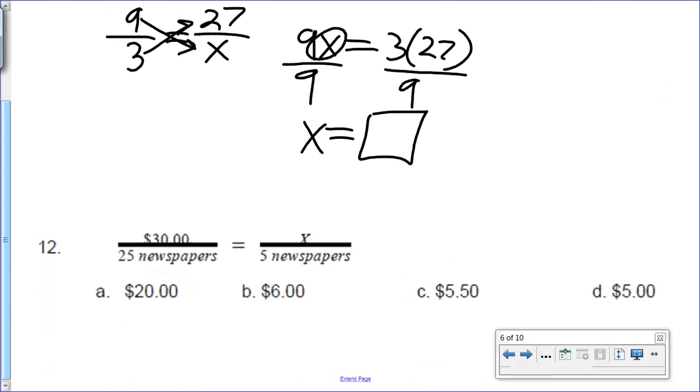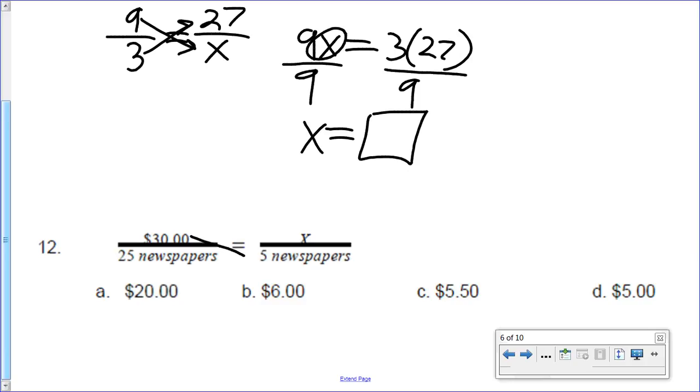Okay, so number 12. Here we've got, it looks like dollars over newspapers. So $30 gets you 25 newspapers. Some amount of money gets you 5 newspapers. Same thing, as long as we have dollars over newspapers and we're keeping our units the same, dollars over newspapers, we can just cross multiply.